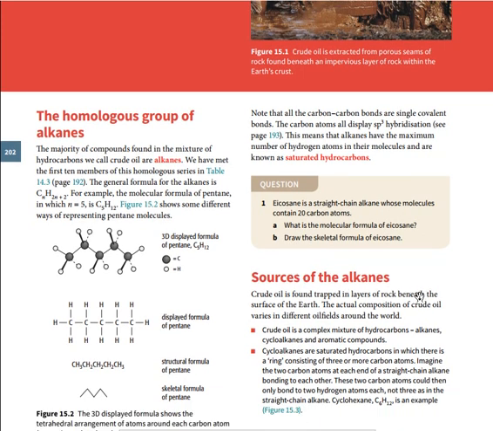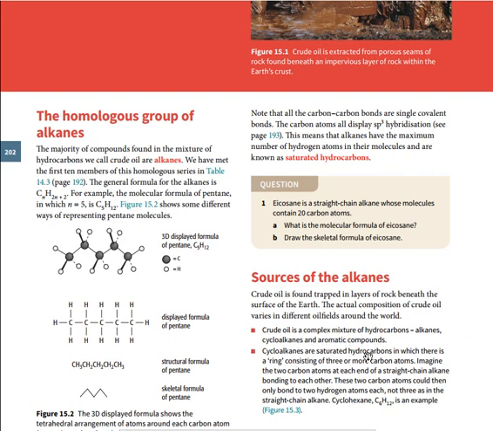Now, what are the sources of alkanes? Crude oil is the main source of alkanes. Crude oil is found in the trapped layers of rock beneath the surface of the earth. The actual composition of crude oil varies from different oil fields around the world. You need to know that crude oil is a complex mixture of hydrocarbons. You have alkanes, you have cycloalkanes, you have aromatic compounds inside crude oil.